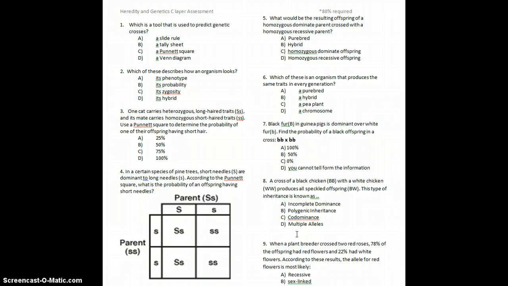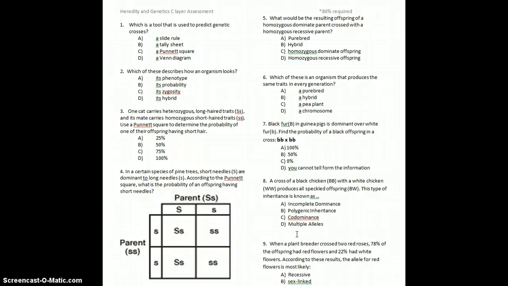Number 5. What would be the resulting offspring of a homozygous dominant parent crossed with a homozygous recessive parent? Is it A, purebred, B, hybrid, C, homozygous dominant offspring, or D, homozygous recessive offspring?